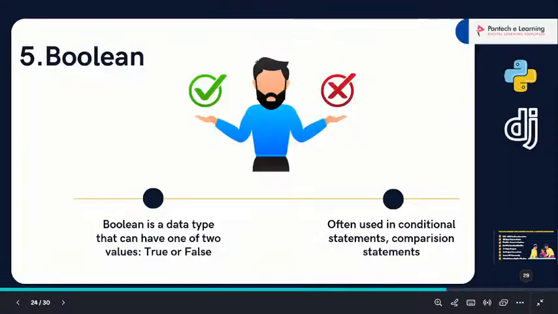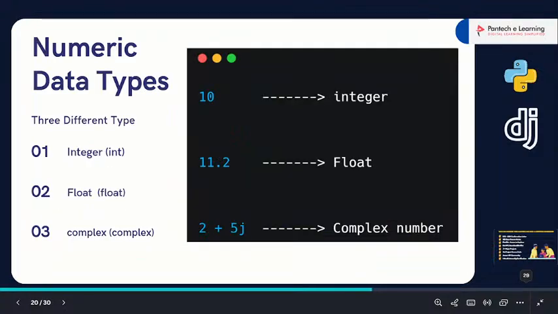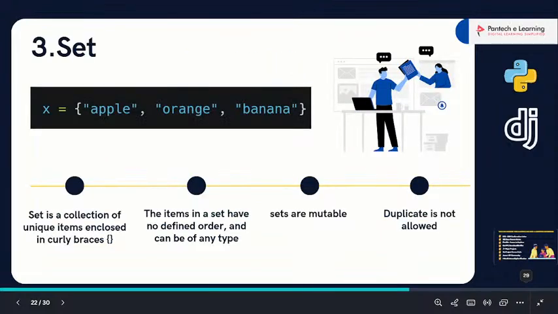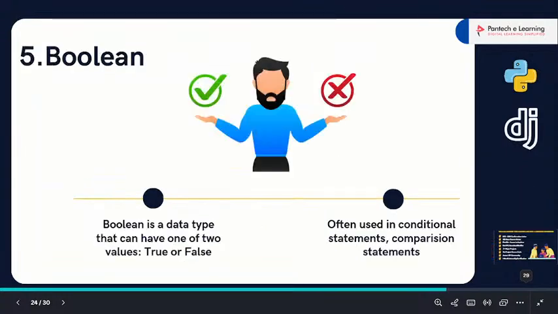True or False is called the Boolean data type. What are the data types we have seen? Numerical data types: integer, float, complex. After that, sequence data types: string, list, tuple. After that we saw set, then dictionary, and then Boolean. These are the data types we regularly use in Python for our projects and programming.